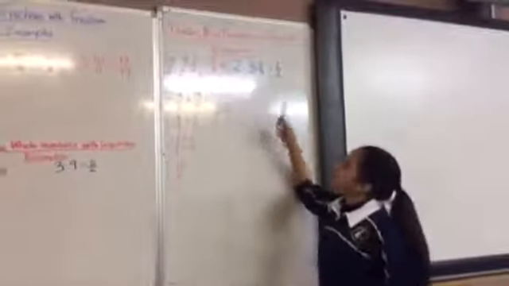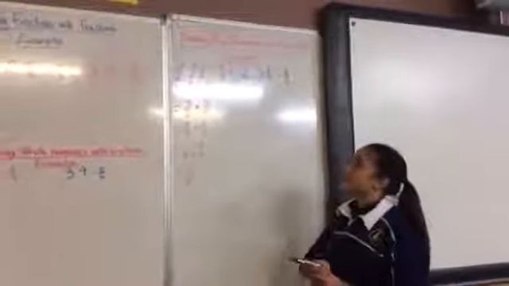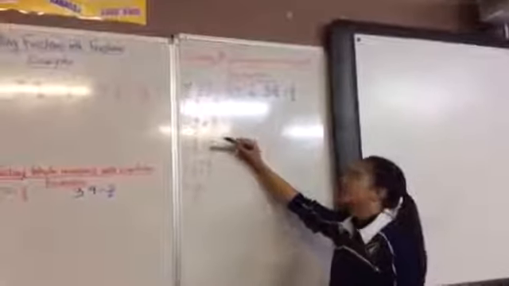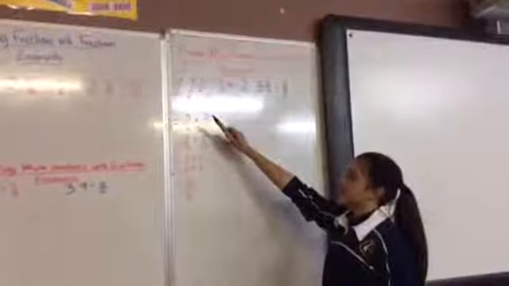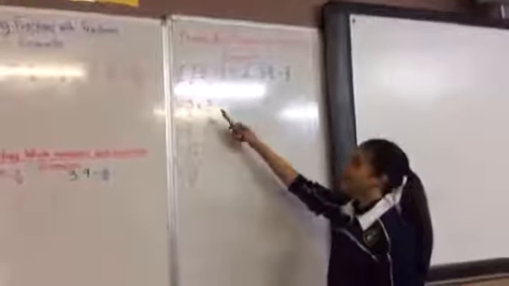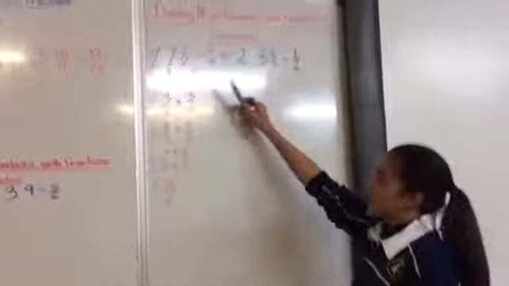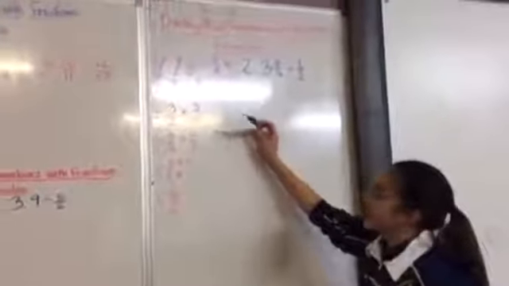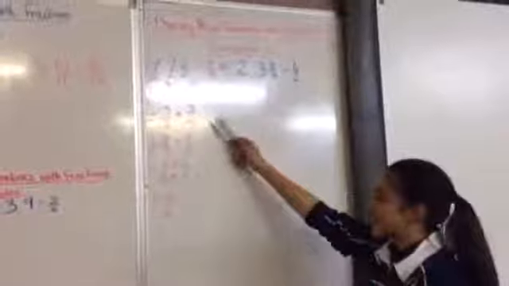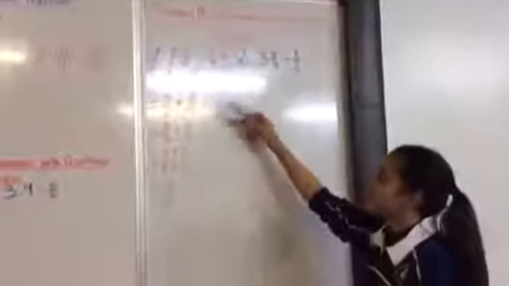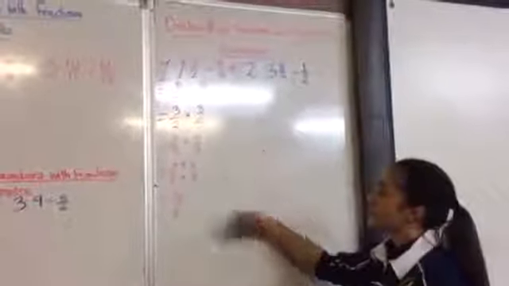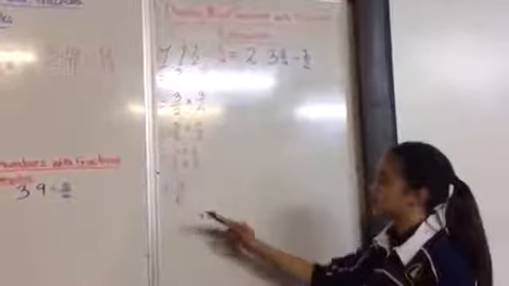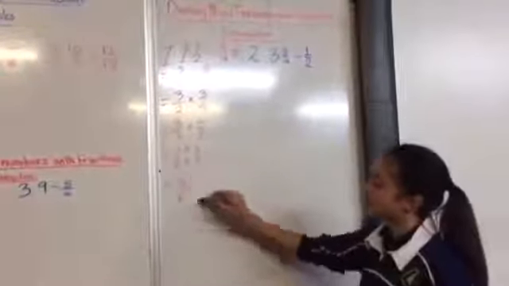Now we're going to divide mixed fractions with fractions. So we have to change the mixed fraction into an improper fraction. So 1 and 1 half is the same as 3 halves. Then you change the division symbol into a multiplication symbol. Then you flip the second fraction. So instead of 3/4, it's 4/3. Then you do the multiplication. So 3 times 4 is 12 and 2 times 3 is 6. The answer is 12 over 6.